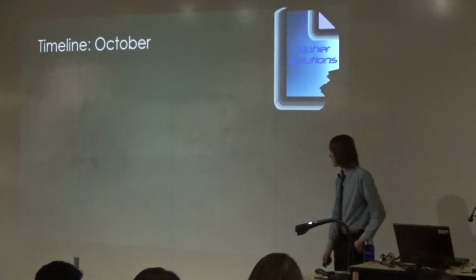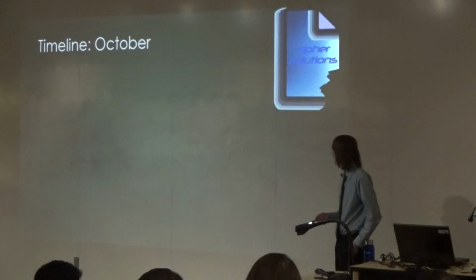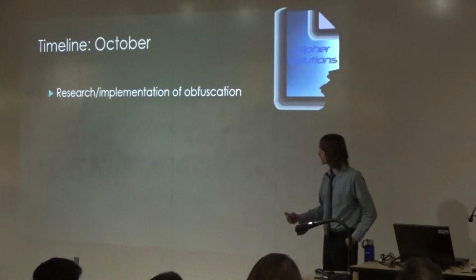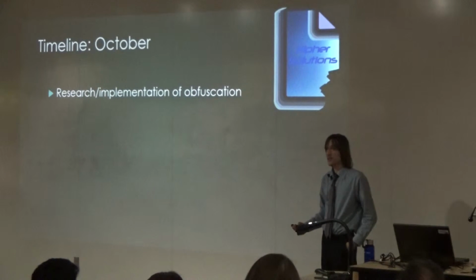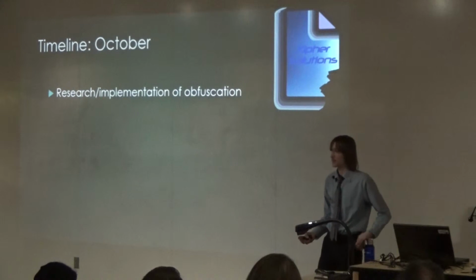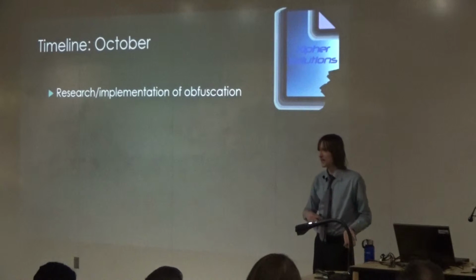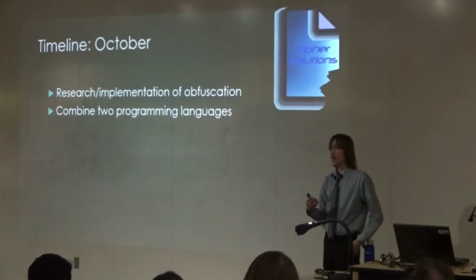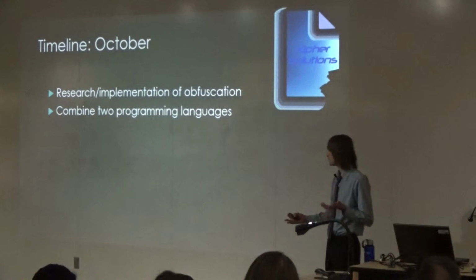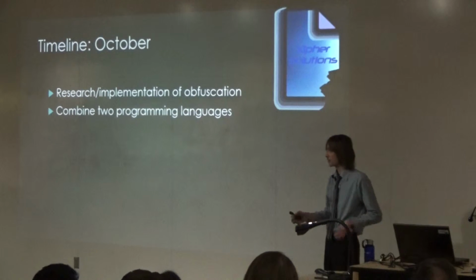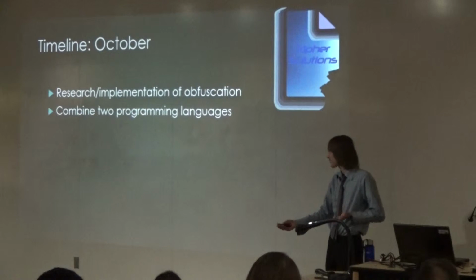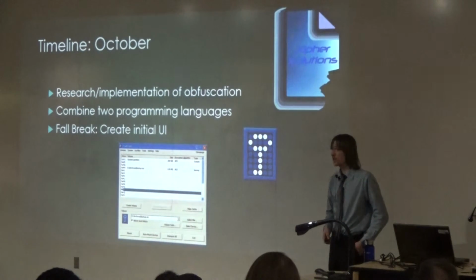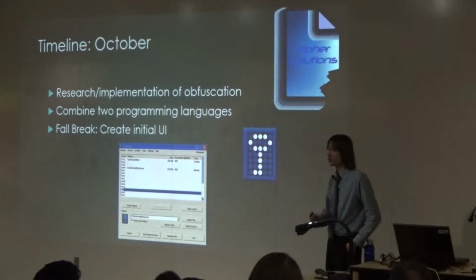Now, let's go into my timeline, and then I'll build off of that. So what I wanted to do in the month of October is implement those obfuscation algorithms that I was talking about in terms of scrambling data however the user wants. As well as figuring out how I can combine these two distinctly different programming languages of C++ and C# at the time. And then during fall break, I wanted to create my initial UI.